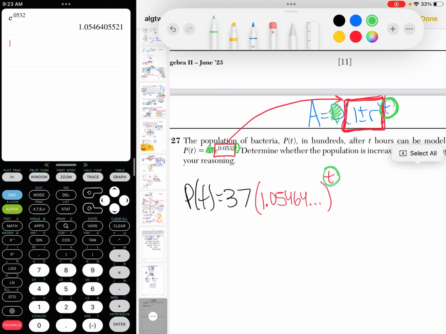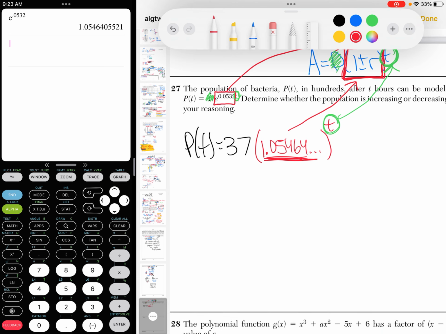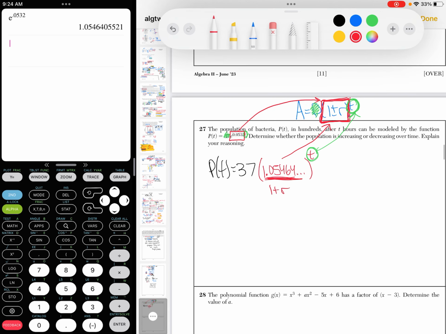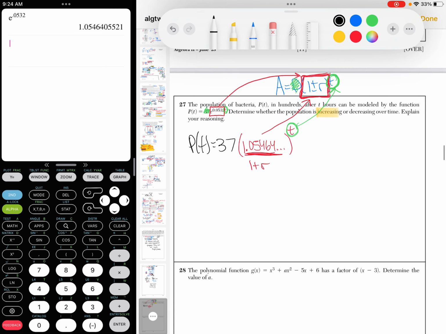So now it's just raised to the t, which matches up with this, which means that this number now matches up with this. And it's 1.05, which is bigger than 1. This came from 1 plus r. So because it's 1 plus r, it has to be growth, which means it is increasing. So to answer the question, determine whether it's increasing or decreasing, I'm going to say increasing. And then you just have to explain.